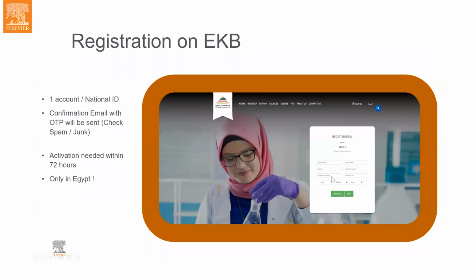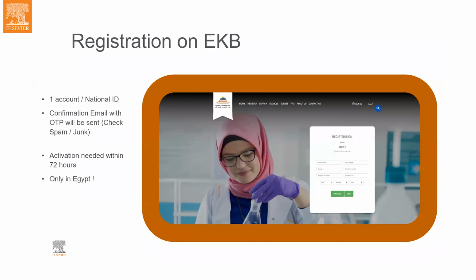Once you have started the registration, you'll be required to enter basic information: first name, last name, email, mobile number, national ID, and birthday. These personal information, including the national ID, mean that every Egyptian citizen gets one account. If you've already created an account as a reader, you can upgrade it into a researcher account once you have the criteria. That means the researcher account upgrade, for example.